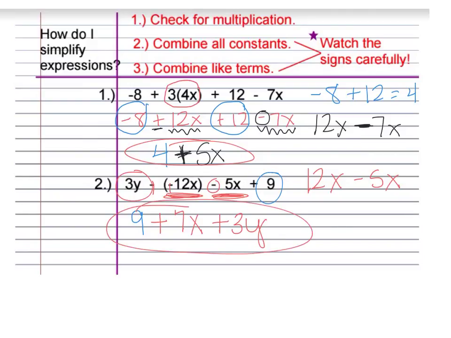Also, let me just mention, when you're trying to come up with what sign to put, whether it's a plus or minus sign, if the number is positive, you'll always put a plus sign in front of it. If it's negative, you'll use a minus sign.